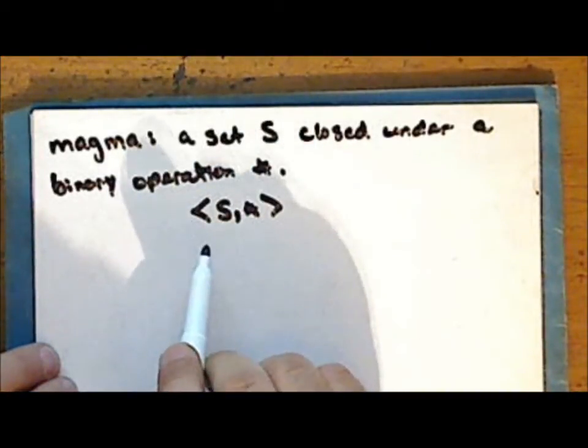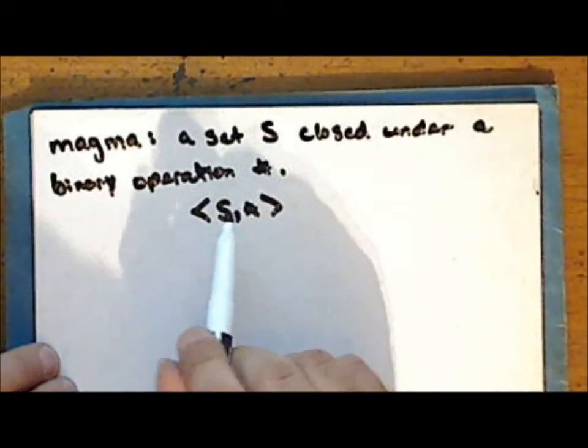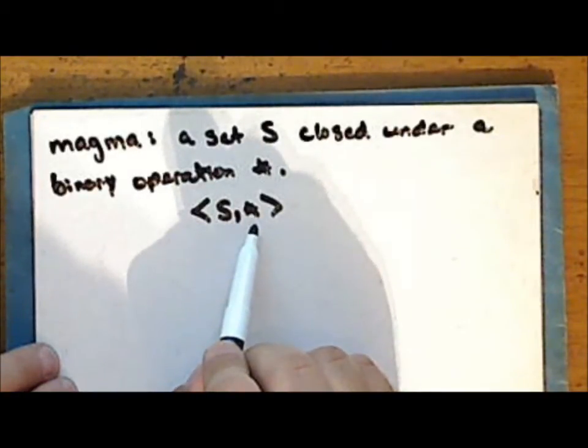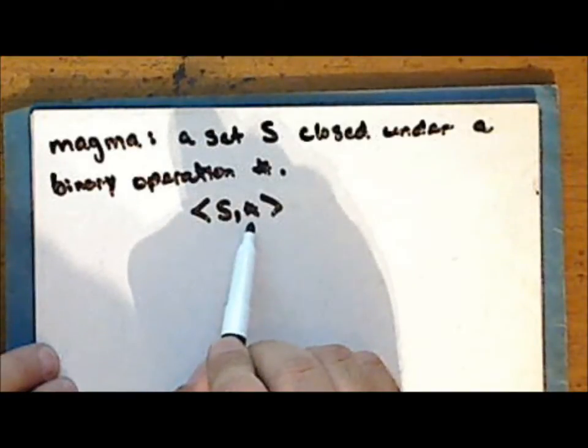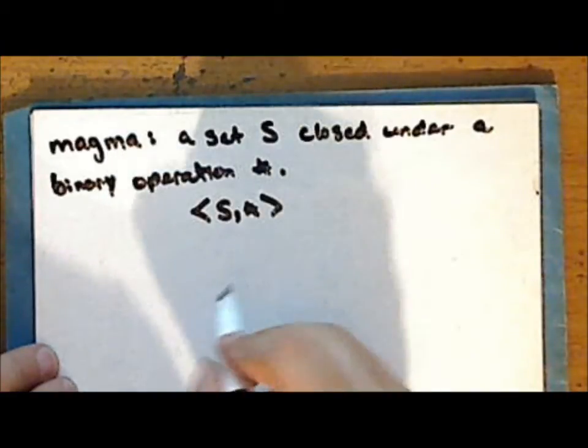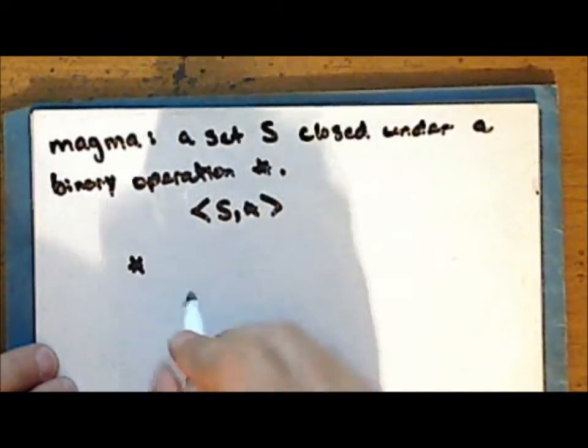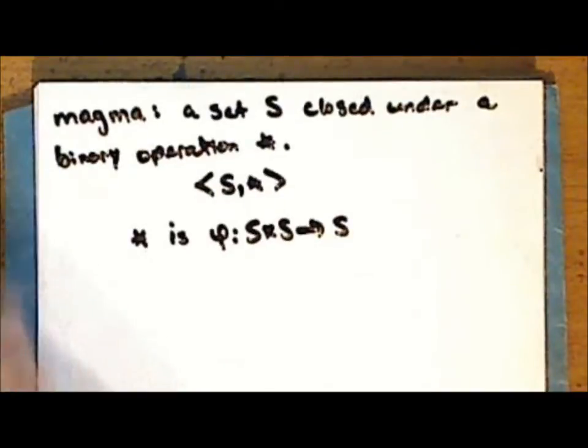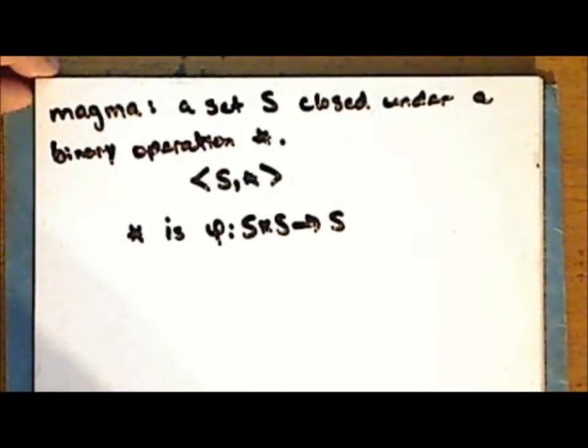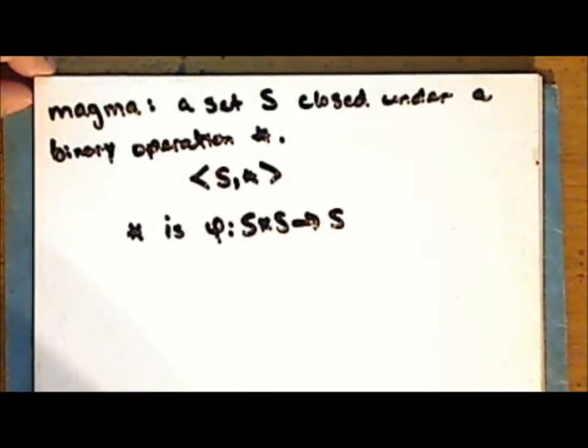So a magma is a set together with a binary operation defined on the set S. And recall that this implies the closure property for the binary operation. So also recall that the binary operation star is a function mapping ordered pairs of the set back into itself. So in a magma, the binary operation has the property of closure. There are additional properties that we would like a binary operation to have, and these include the commutative and associative properties.